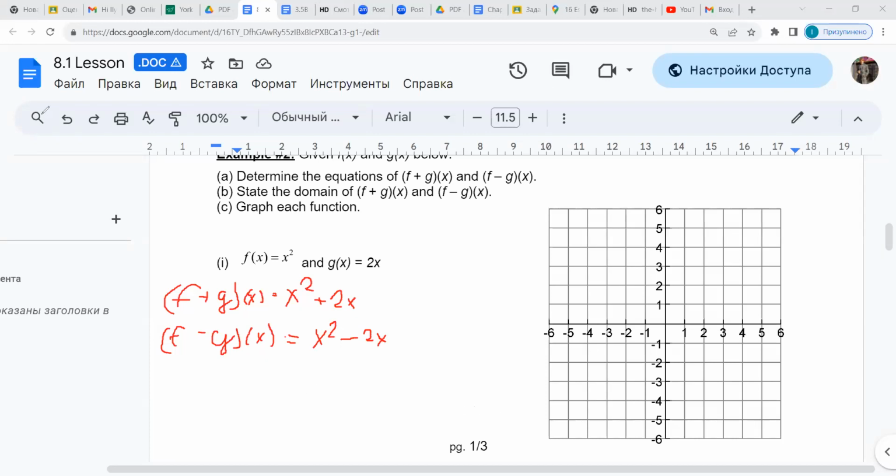Now, once we got this, let's talk about the domain for these functions. Any suggestions? I would say the domain for both of these functions is all rational numbers, no limitations for that, as for every quadratic function. So x belongs to R for both of them.